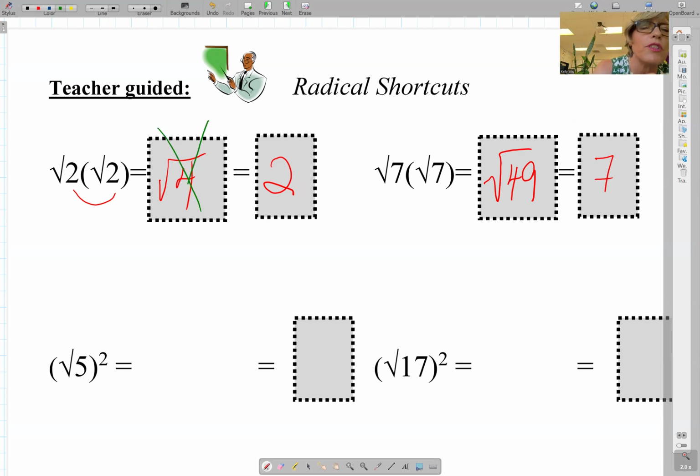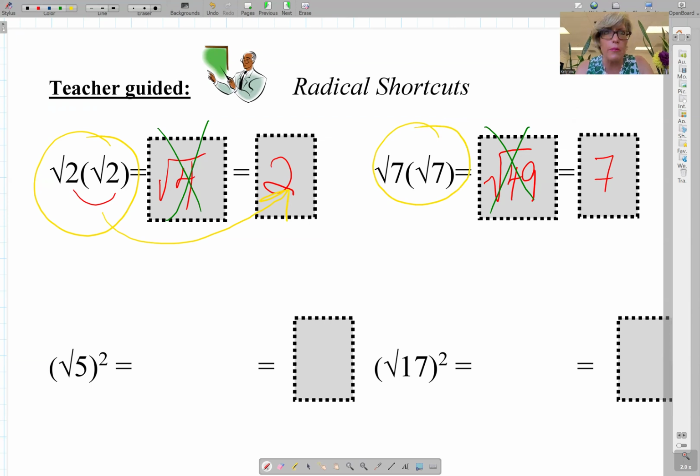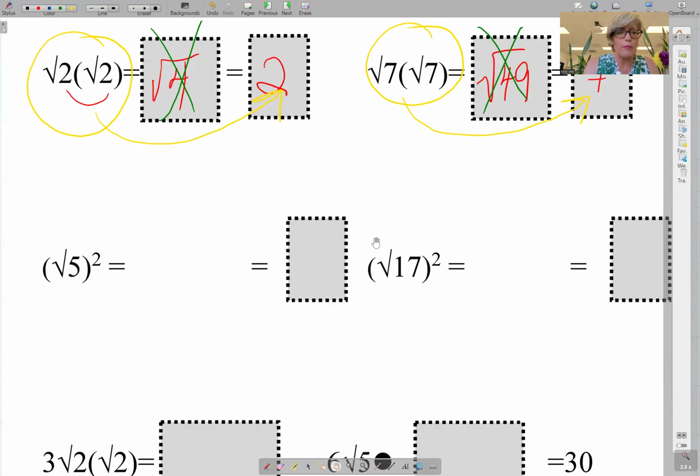So now I want you to use this shortcut. I want you to get rid of this middle step for both of these. And this is the primary shortcut I want you to see. Any radical times itself is just the number on the inside. So root 2 times root 2 is 2. Voila. Root 7 times root 7 is 7. Done. There's your shortcut.